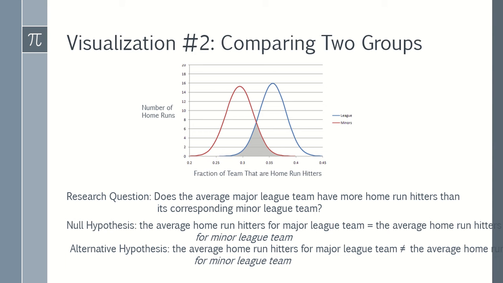Once we've confirmed that the mean is different for sure, we can conclude that major league teams have more home run hitters than minor league teams, given that the mean for major league teams is higher.